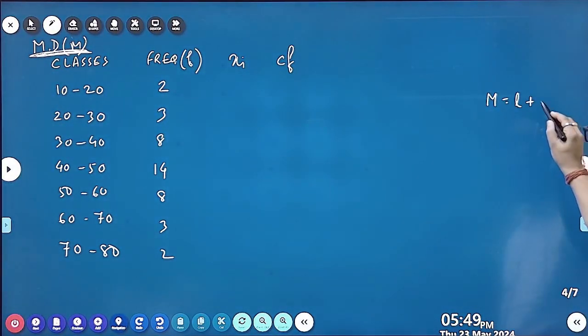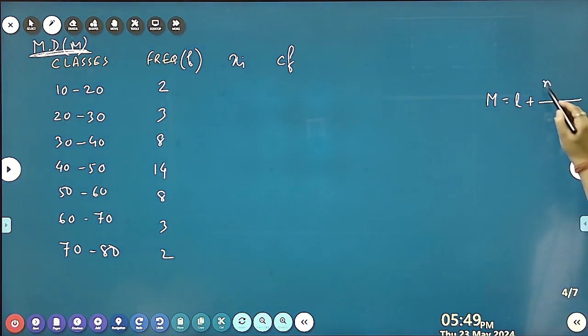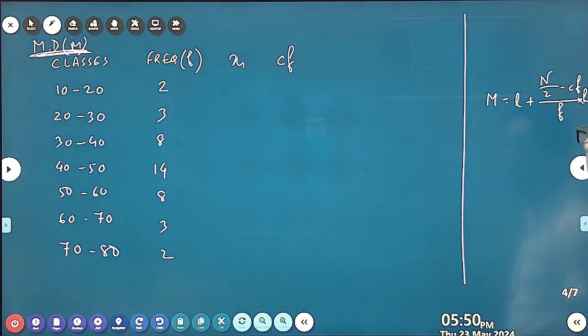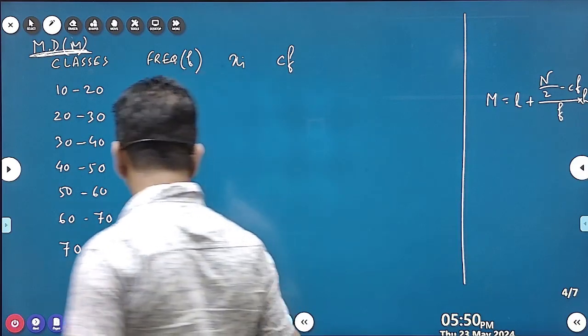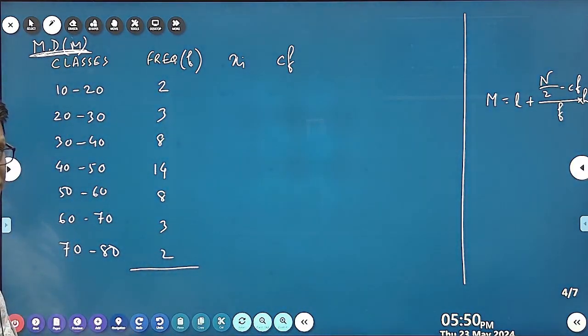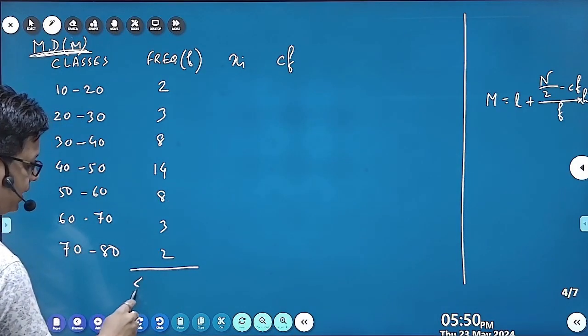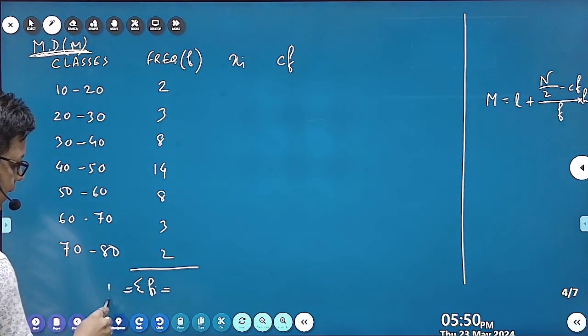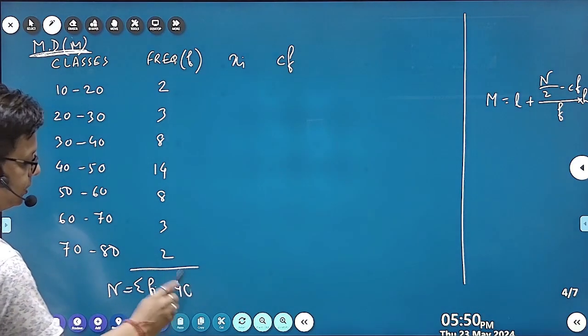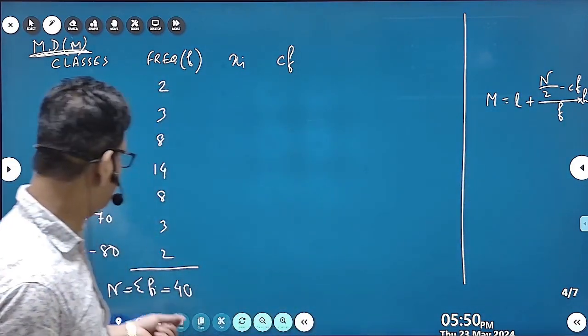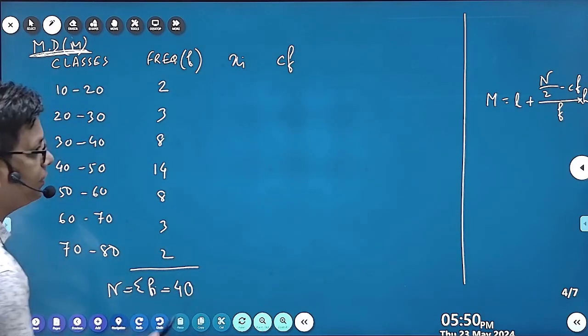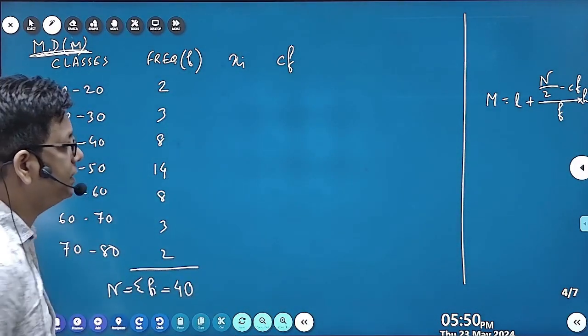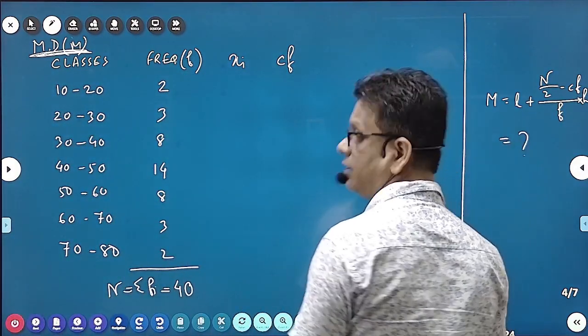L plus N by 2 minus CF by F, to be multiplied by I or H. N you can write capital as well. Okay, anyway, this will be the median. Now, here we don't write summation of Fi, but actually we need to write it for the formula, so summation of Fi is simply N. Is it 40? Okay, so N is 40, so it will be 40 by 2. And CF and F I have already explained. I am not interested to explain again. You will get it.